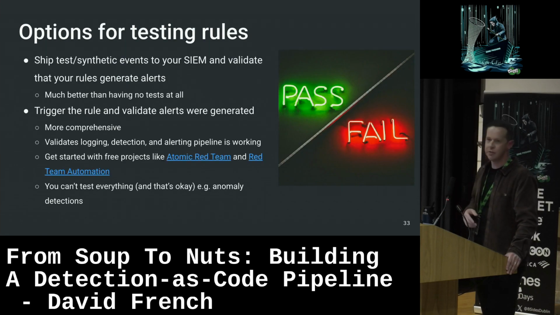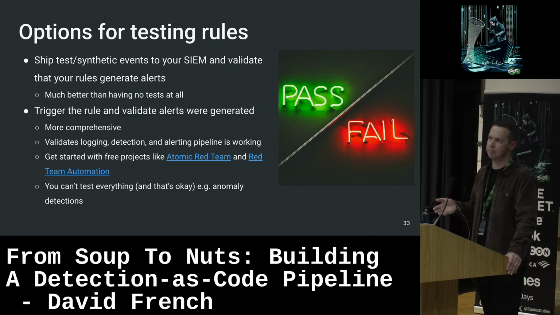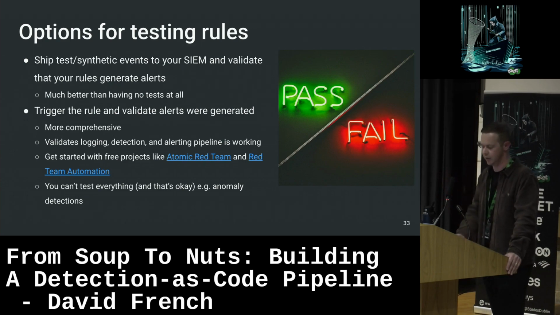All right, so yeah, a couple of options for testing your rules at this phase. One option is to ship test or synthetic events to your SIEM for ingestion and then validate that your rules generate alerts. So this is better than having no tests at all, but it's not comprehensive, validating that your logging, detection, alerting pipeline is working end to end. In this case, what I've seen people do, they're shipping events that they've collected at an earlier time, right? Maybe when they were developing the rule, they're shipping those to their SIEM. So that won't validate that your rule's still firing on a vendor's updated schema, just as an example.